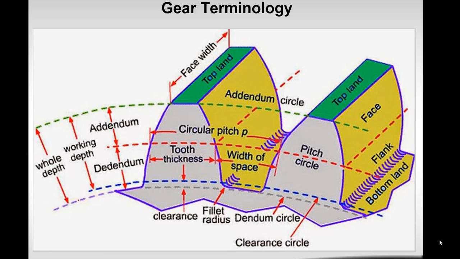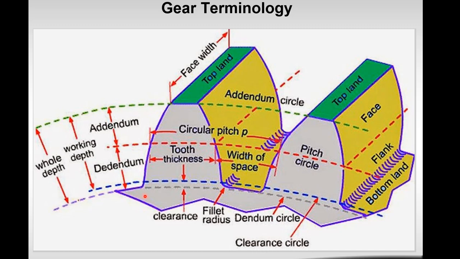Because we ran out of time in class during this power transmissions lecture, I just wanted to finish up. We had talked about the pitch circle. The pitch circle is the circle right here, and it's the circle that the two gears will rotate as if they were friction drums with the pitch circle diameters. So anyways, you have your addendum circle out here, your dedendum circle down here.